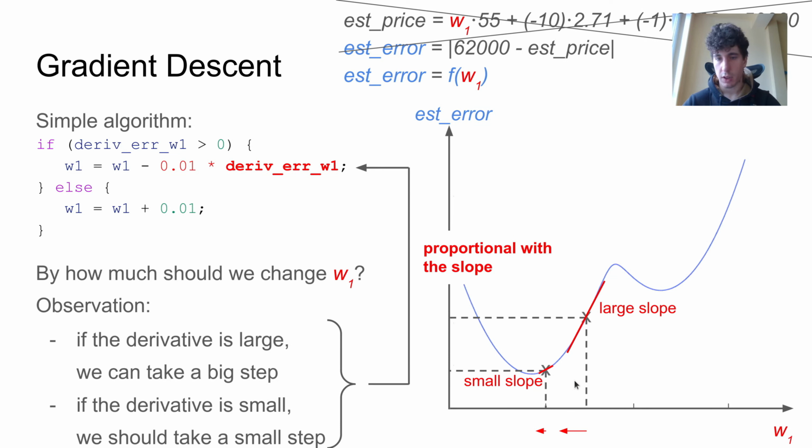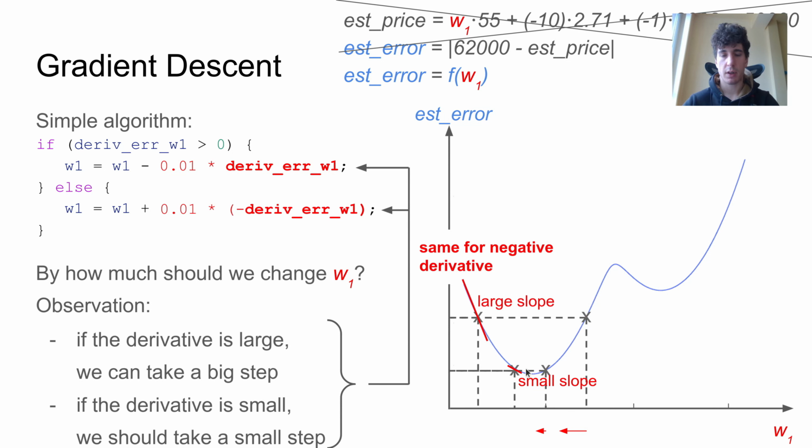So if the derivative is positive, we don't just decrease by 0.01, we decrease by this amount times the derivative. If the derivative is big, we decrease by a large amount. If it's small, we decrease by a small amount. And the same thing for the other case. So if the derivative is negative, it's decreasing. If it's large, we go by a large amount. If it's small, we go by a small amount.